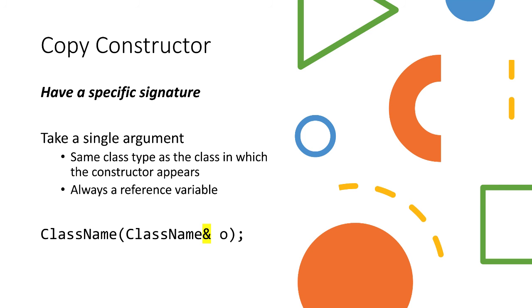The way you know it is a copy constructor is it has a very specific signature, and you have to do this whenever you create a copy constructor. It takes a single argument, and that argument has to be the same class type as the class in which the constructor appears. So if you're creating a person class, you would have to pass in a reference to that person. My next caveat is it always has to be a reference to that variable. So pretend this is a person, so it'd be person, and you would pass in a person reference P. This is just some generic class name. So that is a copy constructor. This is a very specific signature. Just remember that one ampersand goes along with the copy constructor.